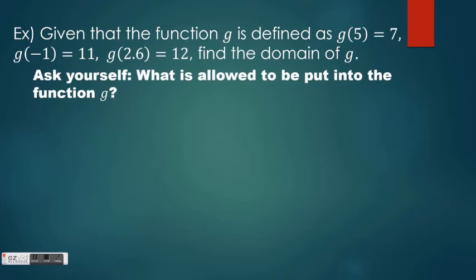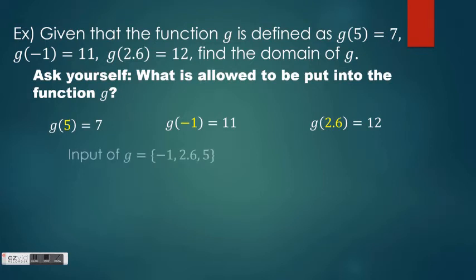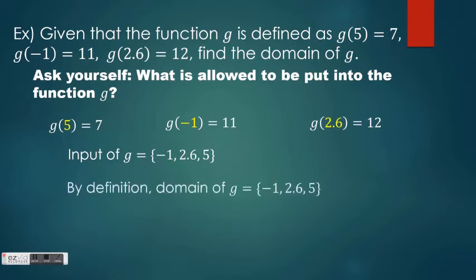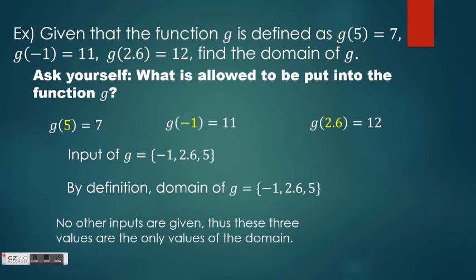So we need to ask ourselves, what is allowed to be put into the function g? Luckily, they give you those values. If we look at each individual case, we can highlight the input: 5 in the first case, negative 1 in the second case, and 2.6 in the third case. Therefore, the input of g is the set negative 1, 2.6, and 5. By the definition of domain, the domain of g then would have to be the set negative 1, 2.6, and 5. These are the only values that are defined in the given function. Thus, those are the only values that are in the domain.